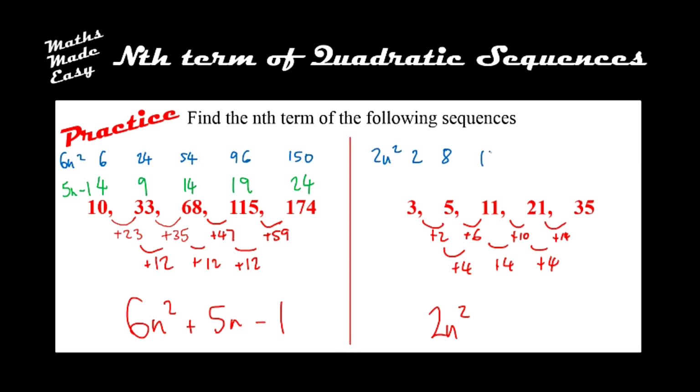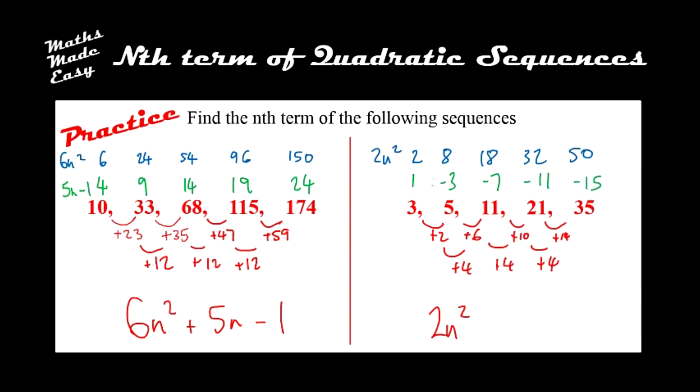3 squared times 2, 18. 4 squared, 16 times 2, 32. And then 50. So that's two lots of all the square numbers. And then what do we do to get to our sequence? Well, that one we had 1. This one's a bit more interesting. We take away 3. This one to get from here to here, take away 7, and this one here take away 11, and this one here take away 15.